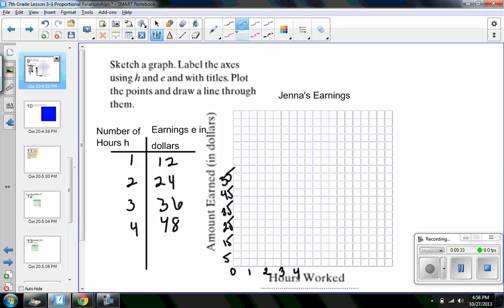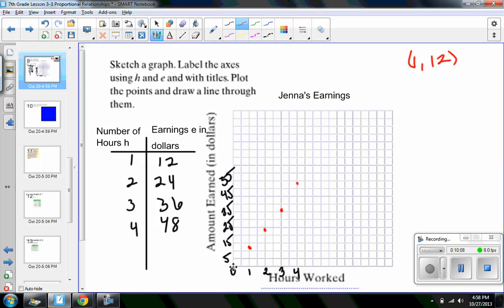So now I'm going to plot. So this is my ordered pair, 1, 12. If I were to rewrite that as an ordered pair, it would look like this. And I graph just like I do on my axes. So I go over to 1, and then I go up to 12, put a dot. Then I go to 2, go up to 24, put a dot. 3, go up to 36, put a dot. 4, go up to 48 and put a dot.